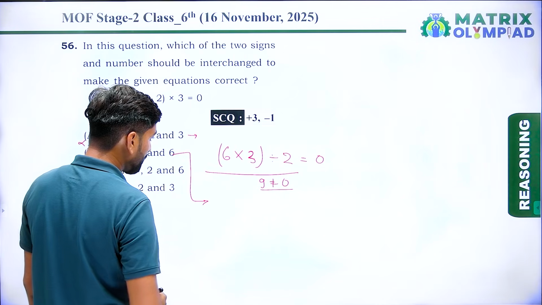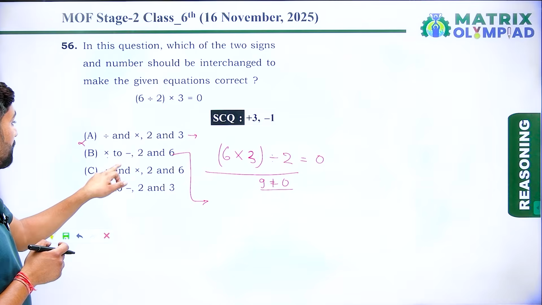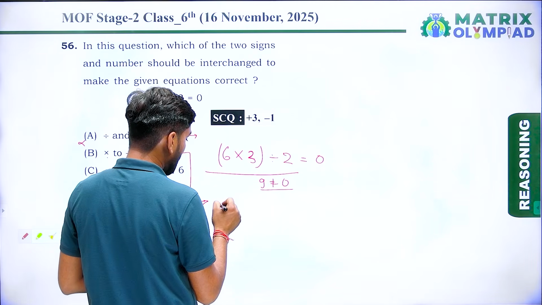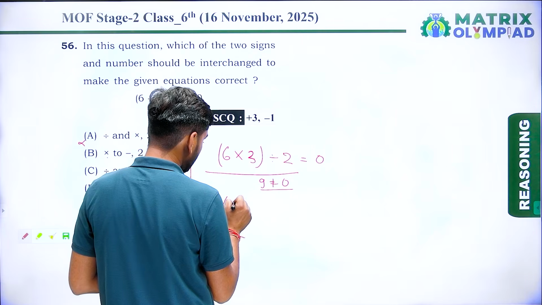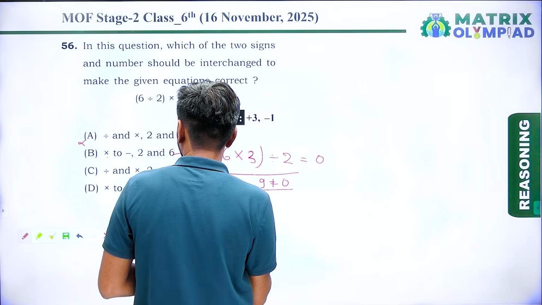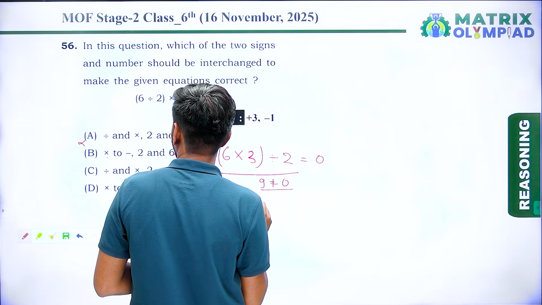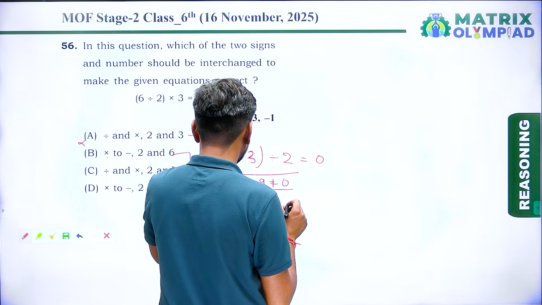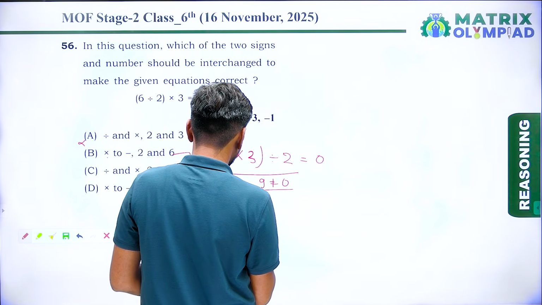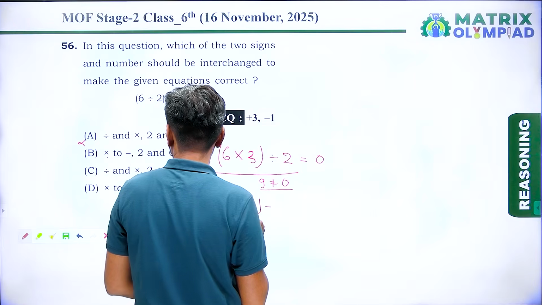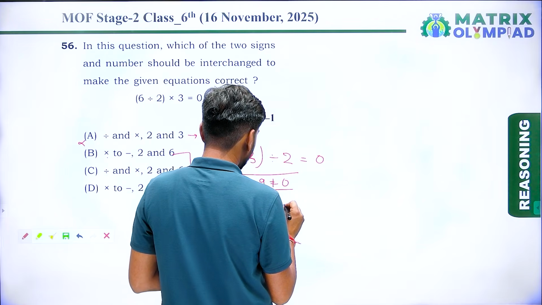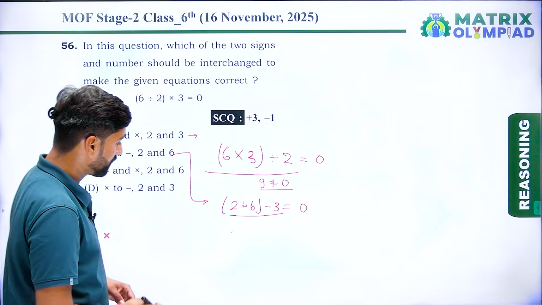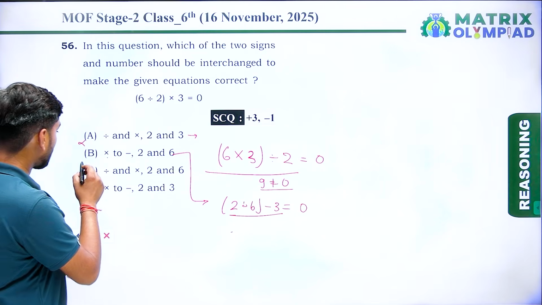If we go for option B, we have to interchange the multiply with the subtraction and 2 with the 6. So if we change multiply with subtraction and divide, we have to change 2 and 6. So 2 divided by 6 and minus 3, which is not 0. So this equation will not be correct for option B.